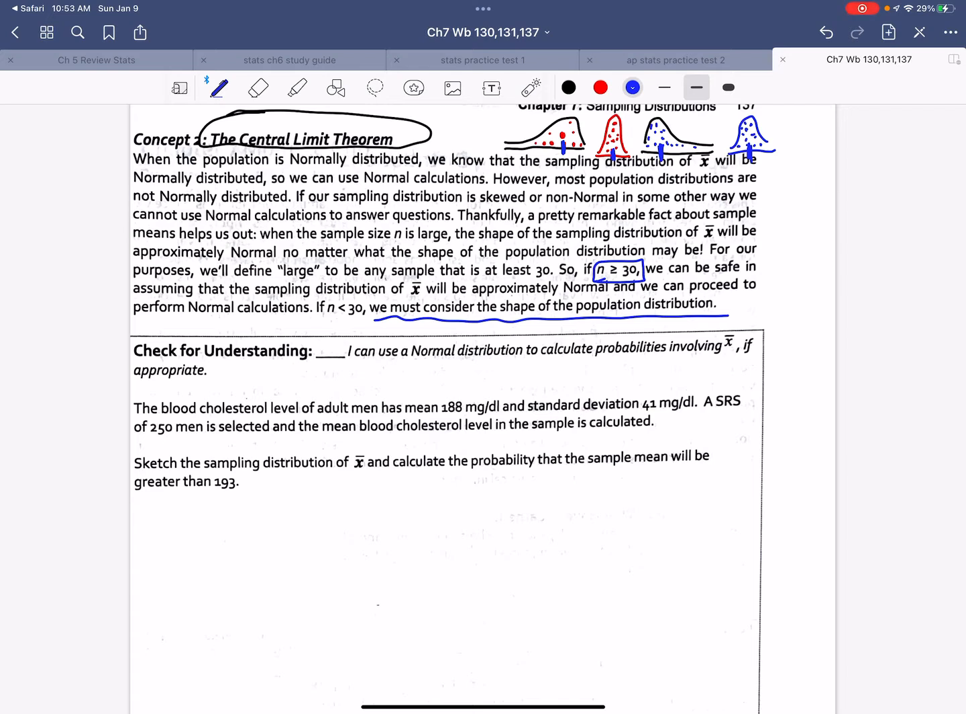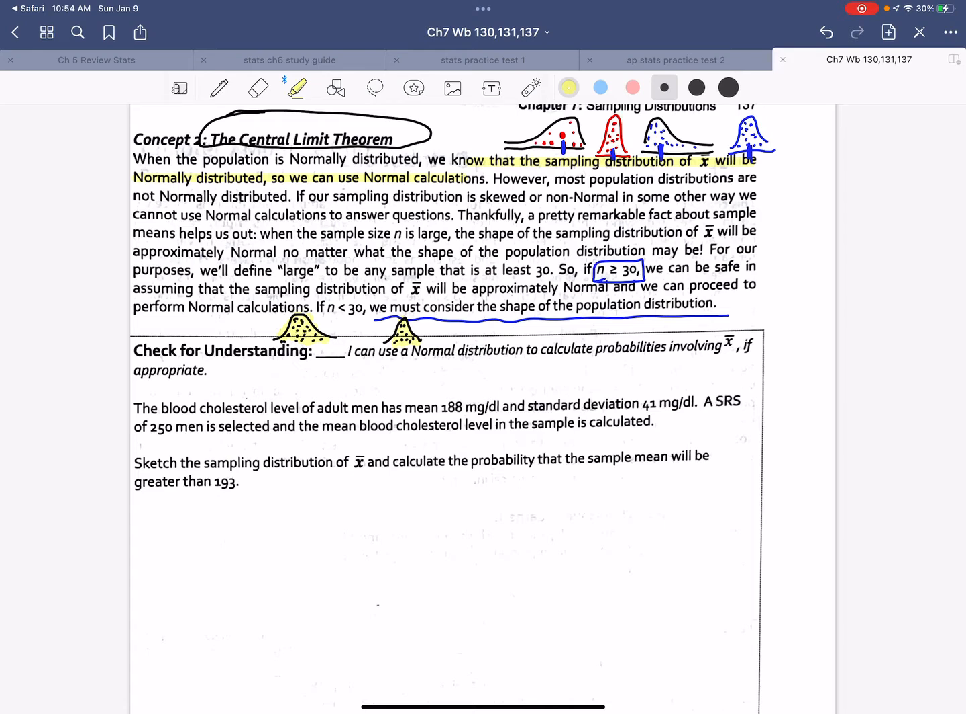It says, when a population is normally distributed, we know that the sampling distribution of x-bar will also be normally distributed. So if I took a sample from a population, for instance, height, that's normally distributed, and I took a sample, we know it's going to get narrower, but it's going to keep that normally distributed shape. This concept is illustrated by this picture. Take a sample, it gets narrower, but if it's bell-shaped and symmetrical, it's still bell-shaped and symmetrical.